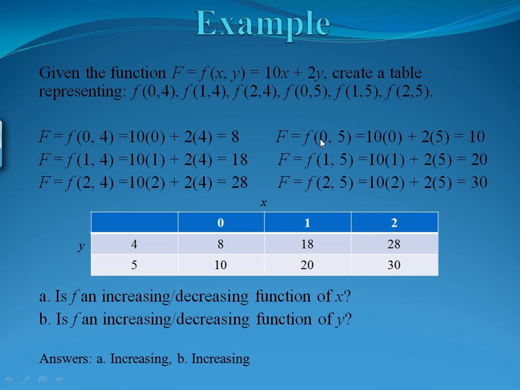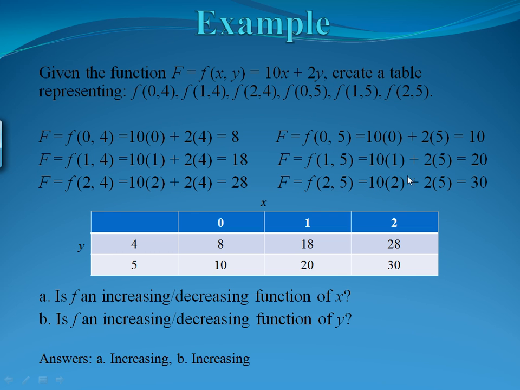When x is 0 and y is 5, we should get a value of 10. Let's double check that. Okay, so we plug in a 0 for x and a 5 for y. 10 times 0 plus 2 times 5 is 10. So we put that in our table where 5 and 0 intersect according to our function. We can fill in the rest of the table accordingly. Let's do one more. Let's do F of 2 comma 5, this last value here. So we know that's where x is 2 and y is 5. So F of 2 comma 5. So we plug that into the original equation.